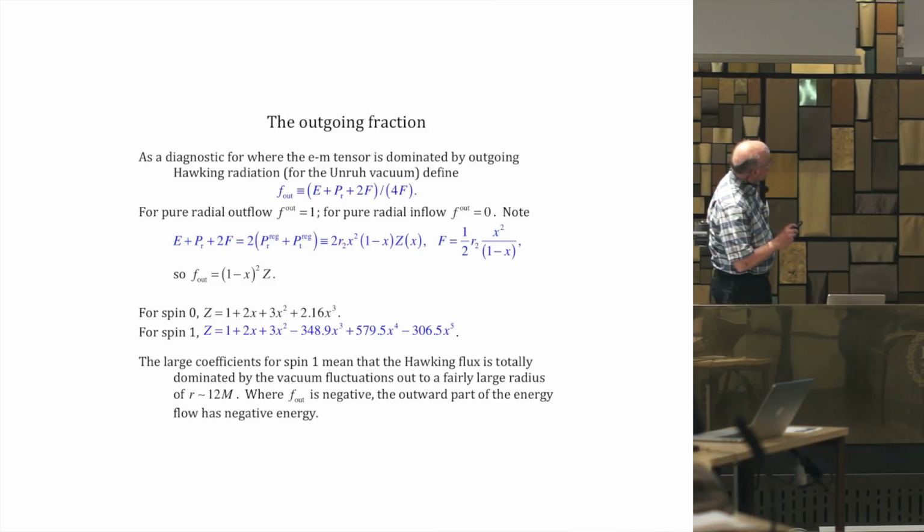Now, for spin 0, it turns out this Z has this nice simple formula. For spin 1, things get messier. And so I would say this means that while this interpretation of this radial approximation makes some sense for spin 0, it doesn't make much sense for spin 1 in the vicinity of the horizon, of course, further out.